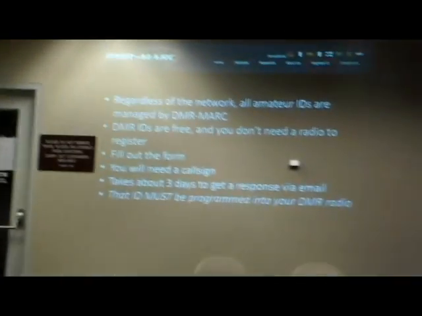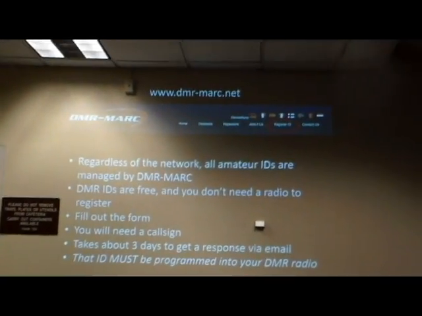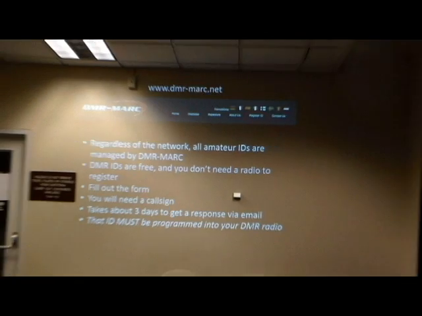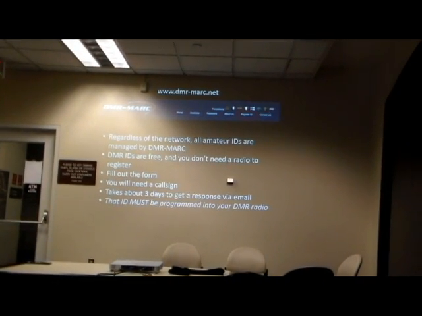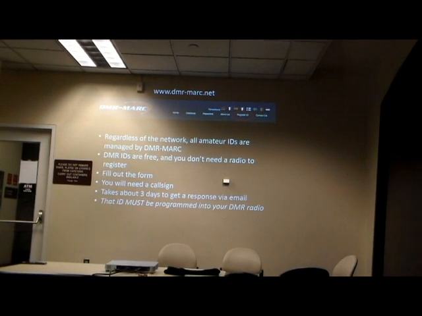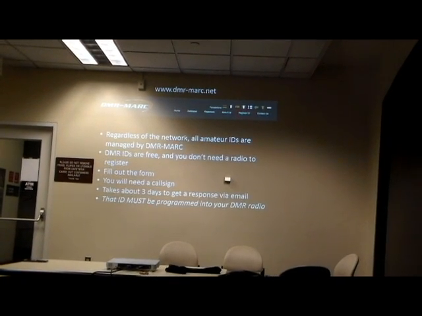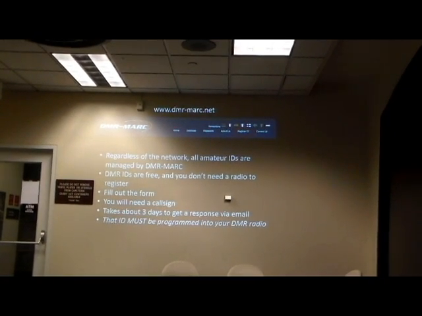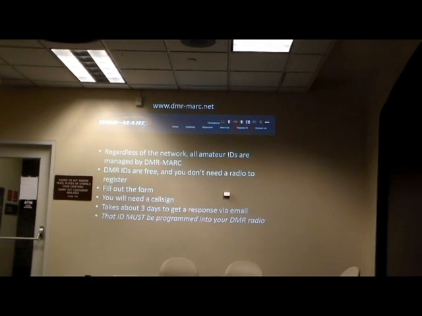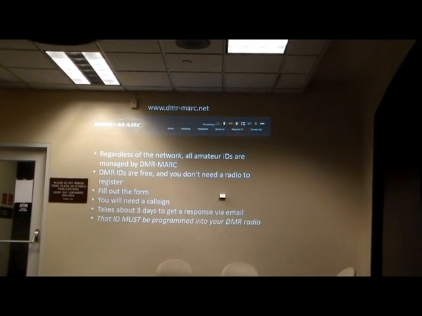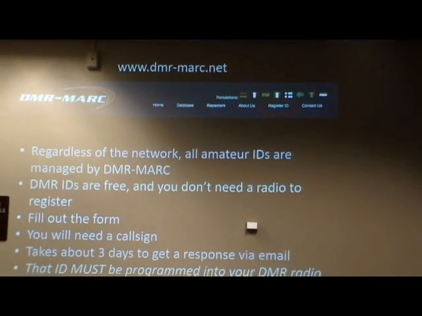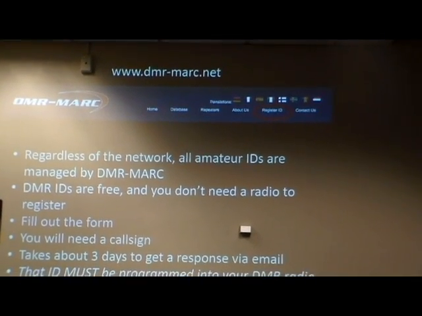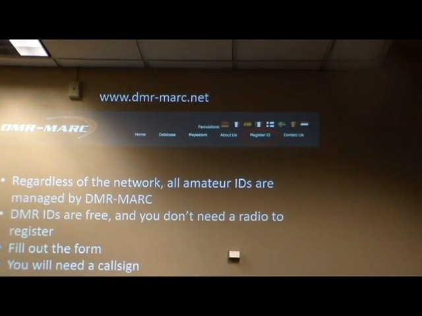There are multiple DMR networks, which I'll get into in a little bit, but pretty much all amateur IDs are managed by one organization, which is called DMR Mark. It's made up of Motorola repeaters. But they continue to manage the IDs for everyone, even if you don't intend to use them. IDs are totally free. You don't need a radio to register. All you need is a call sign.